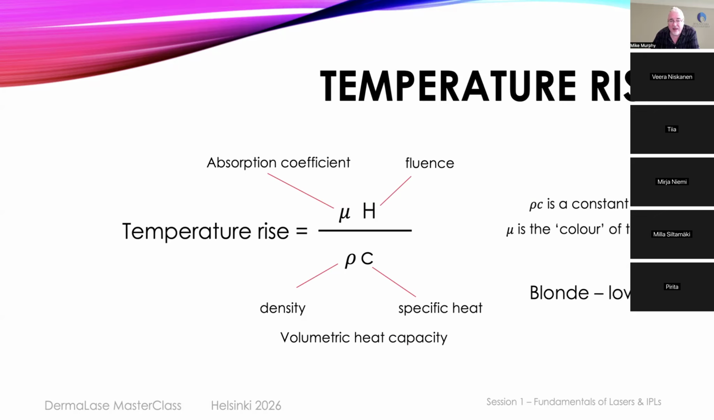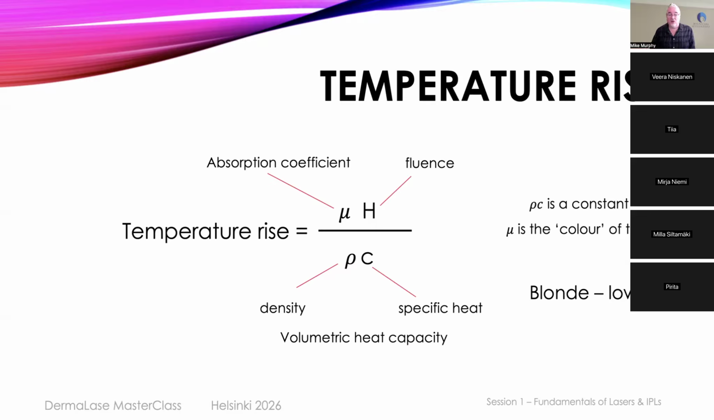So blonde hair has a very low mu, so therefore the temperature rise in blonde hair is inevitably going to be very low, and that's why we can't really treat blonde hair, because the absorption coefficient is so low we just can't get enough energy into the hair. And the reason for that is that the concentration of melanin in blonde hair is very low.